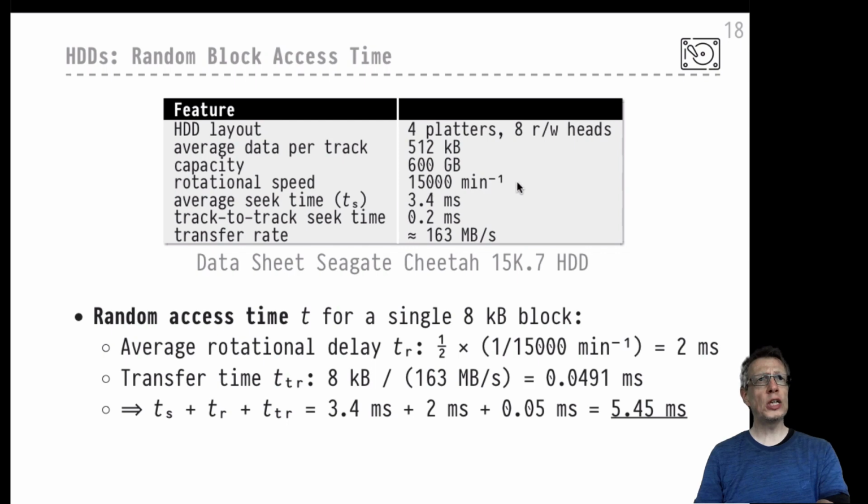This would be the rotational speed of the hard disk. So 15,000 revolutions per minute would be the speed at which the platters rotate. That's quite fast, but still super slow, as we will see. The average seek time, the time we have to invest to let the stepper motor do its work and move the read-write heads, would be 3.4 milliseconds.